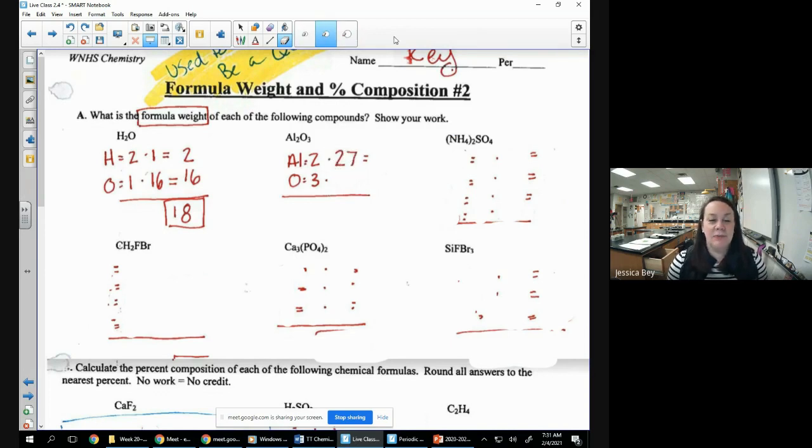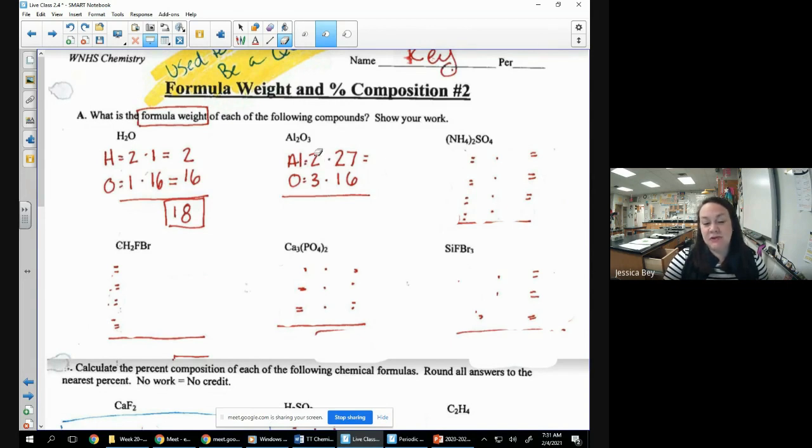And then oxygen, you will eventually have this memorized because almost everything has oxygen, it seems like. Oxygen is 16, 15.999, if you will. Great. Then remember from yesterday, all you have to do is multiply.